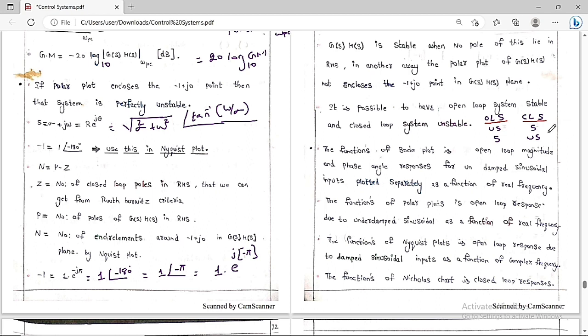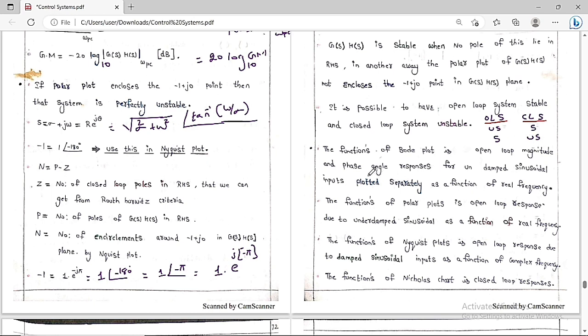If you give the feedback in a proper manner, then it will become stable. If you do not give proper feedback, it will become unstable also. So it is possible to have open loop system stable and closed loop system unstable. Therefore we can say, finally, if the open loop system is unstable, with the help of closed loop system, we can try to make it stable. If the open loop system is stable, with the help of closed loop system, we may make it unstable also.